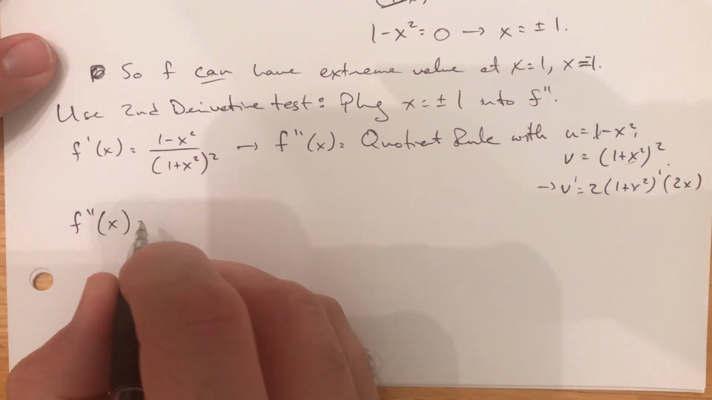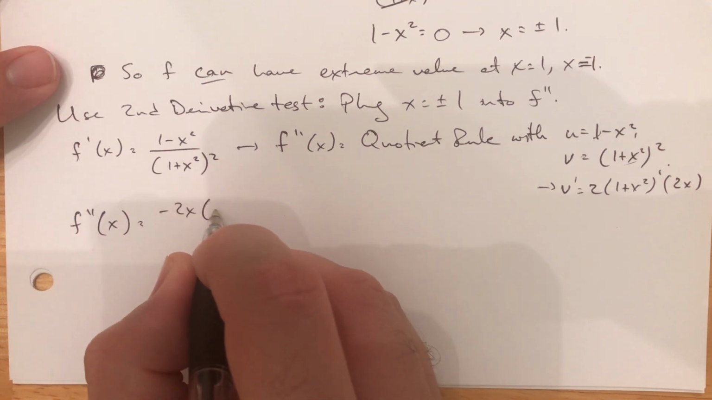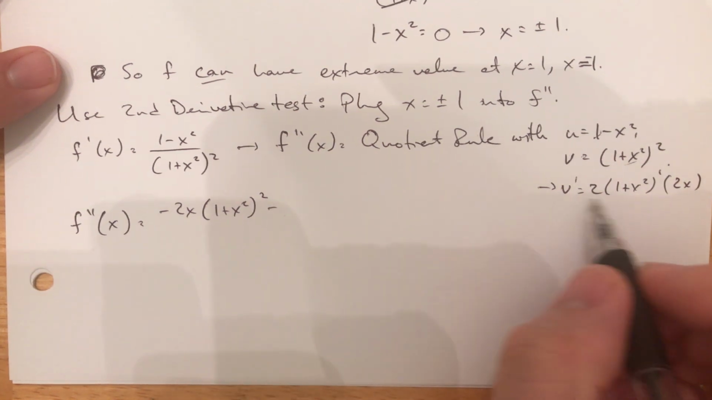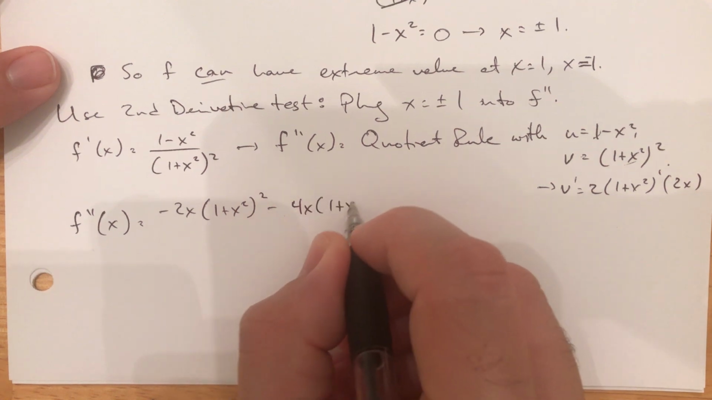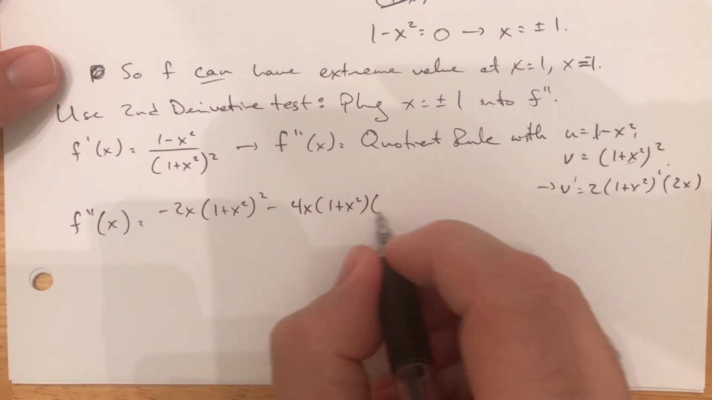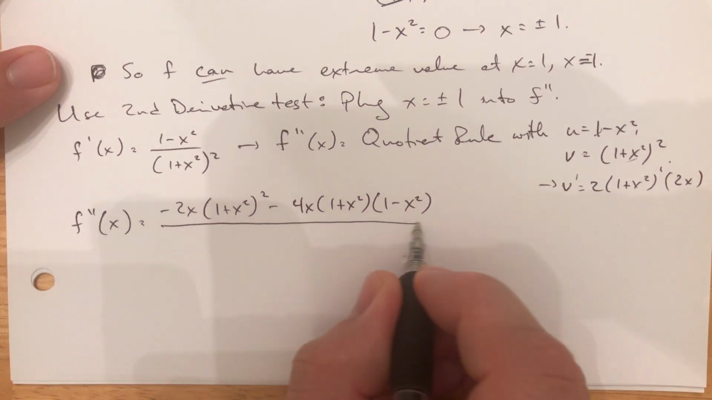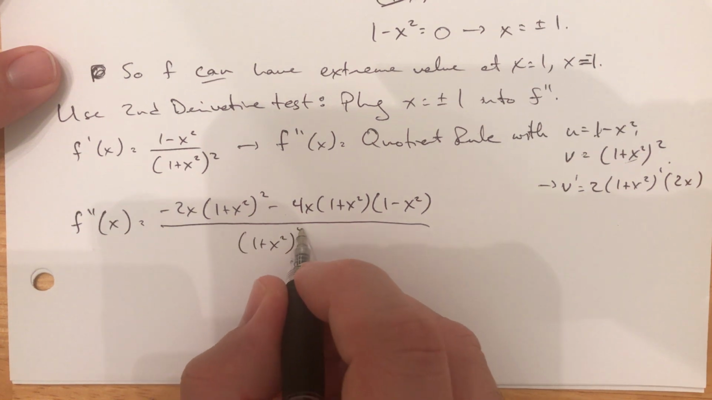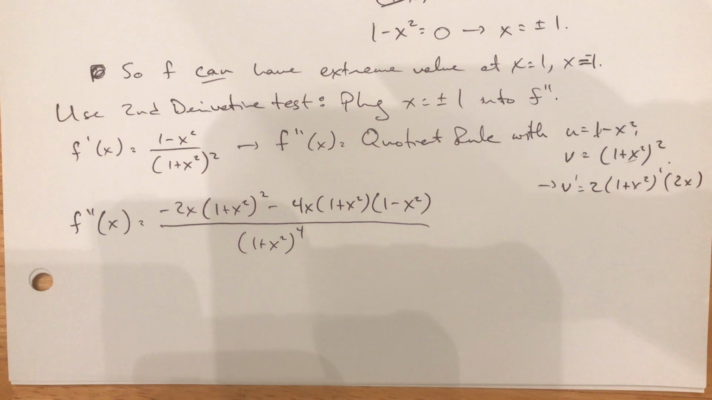f double prime of x is u prime v minus v prime u: negative 2x times (1 plus x squared) squared, minus v prime, which is 4x times (1 plus x squared), and we're going to multiply that by u, 1 minus x squared. All of that stuff is going to be divided by 1 plus x squared, now to the 4th power. We had it squared. We need to square again for the quotient rule, and if you square a square, you're going to get that 4th power.